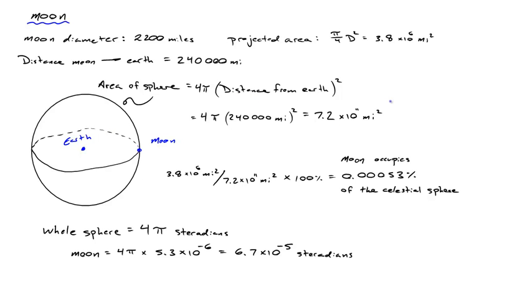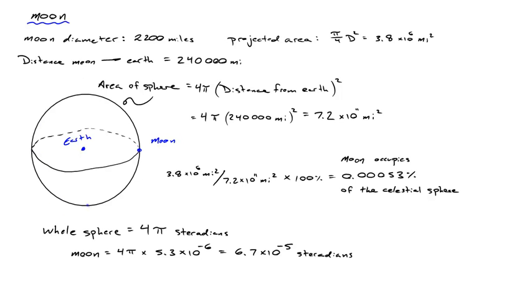So we make that, do the math, we come up with an area of this celestial sphere of 7.2 times 10 to the 11th square miles. So we want to figure out the ratio, the fraction of the Moon's area to the area of this whole sphere. So we take the area of the Moon, about 4 million square miles, and divide it by about 7 times 10 to the 11th square miles. Multiply that by 100%, we could find out that the Moon occupies about 0.0005% of the celestial sphere. So it occupies a very small surface area of this whole sphere that we would see in the sky.